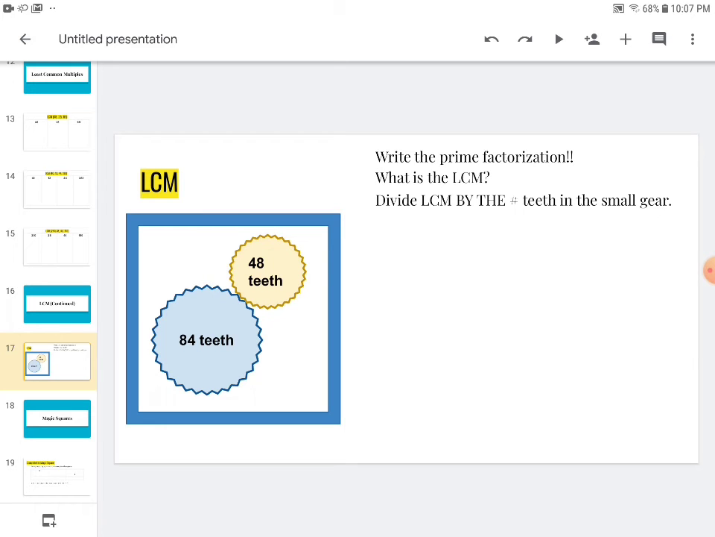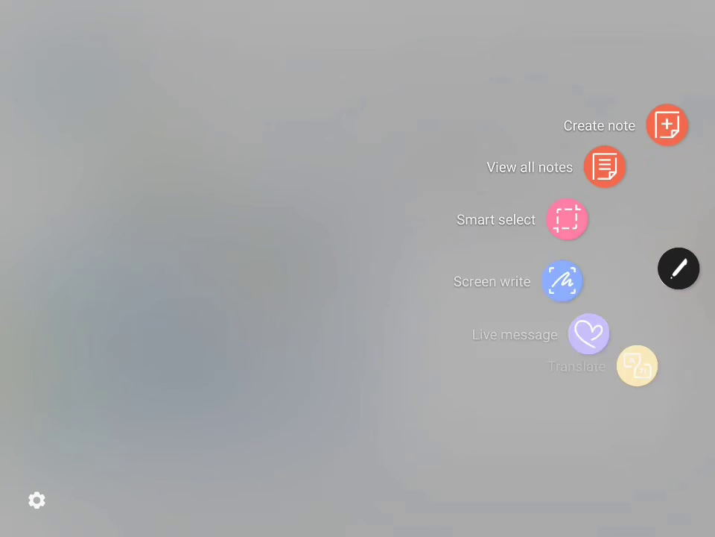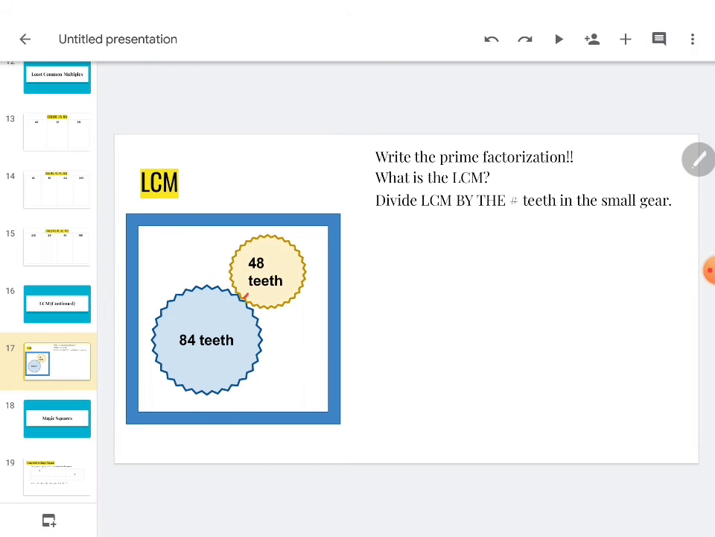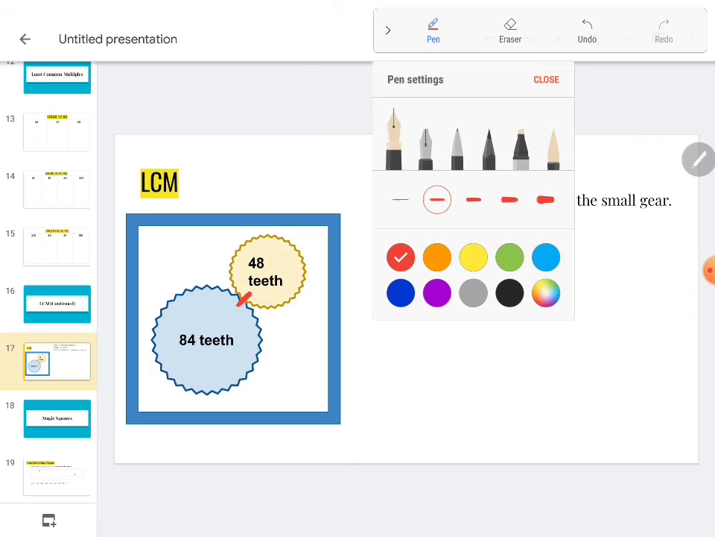Now we want to figure out how many times it takes for our small gear to rotate before it hits the same point on our big gear. How many times does the small gear need to spin before these 2 points meet again? So first of all, we're going to write our prime factorization.